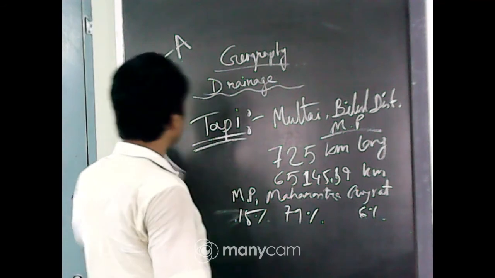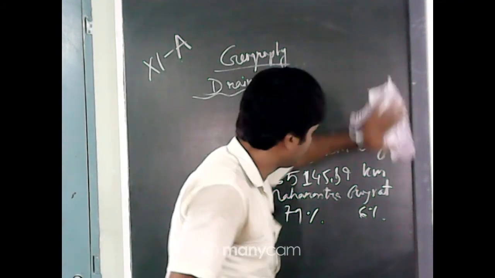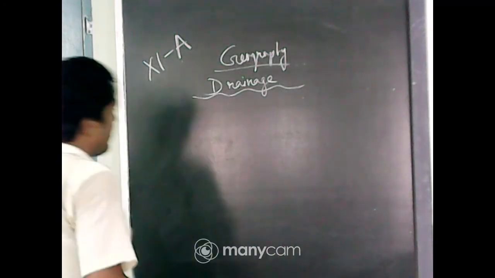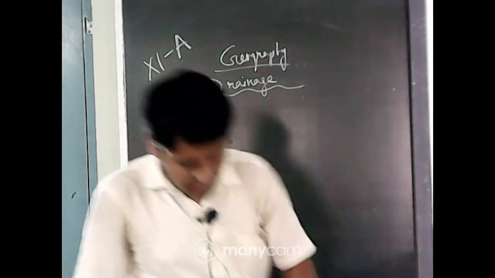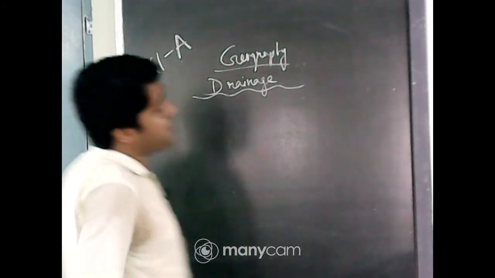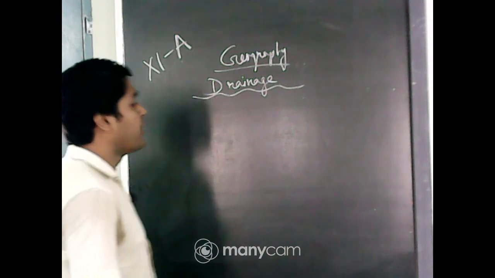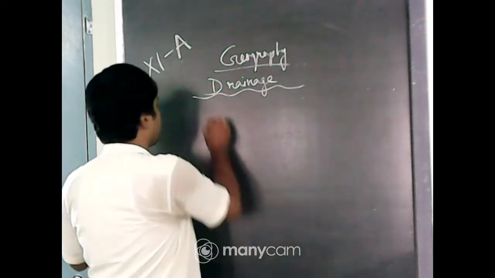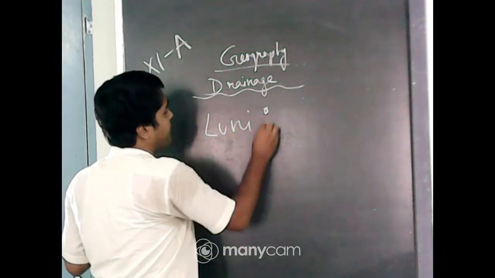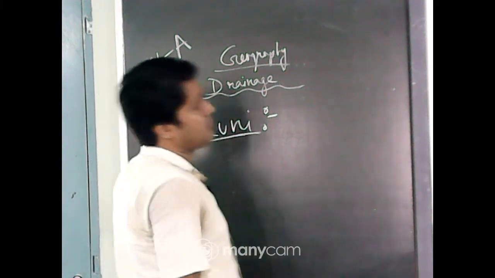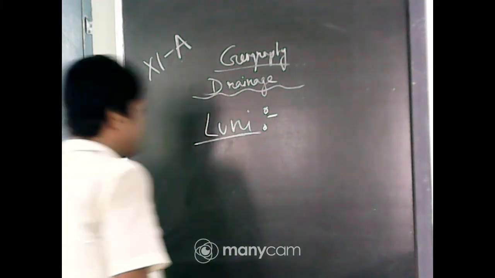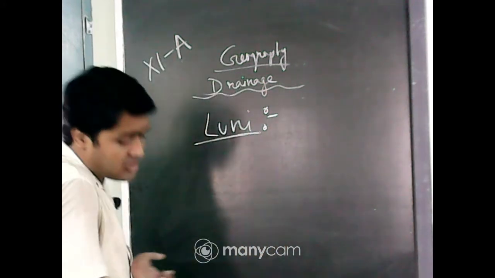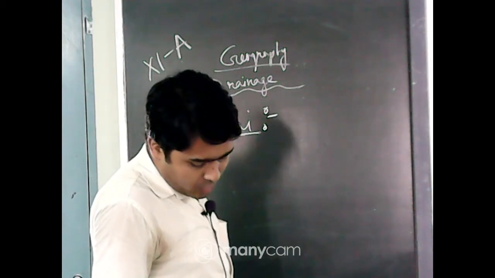Now, another one. Another portion, Luni. Except Narmada and Tapi, there are also some small west flowing rivers. So, Luni is the largest river system of Rajasthan. When you read about the Indian desert, in this chapter you can understand, Luni is the only river in Rajasthan, and it is the largest west flowing river in Rajasthan, west of Aravalli.